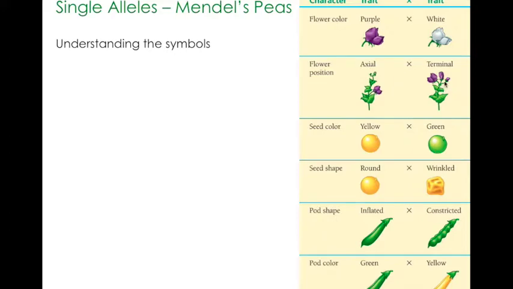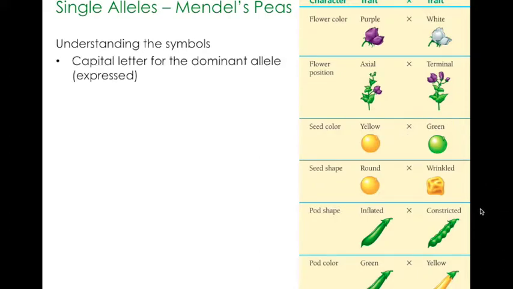If it happened right at the end of the stem, that was called a terminal flower position, right? And so axial was dominant, yellow seed color, round seed shape, inflated pod shape, and green pod color were all dominant features, whereas the other counterparts were the recessive ones.